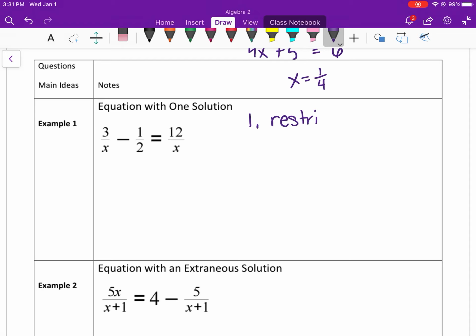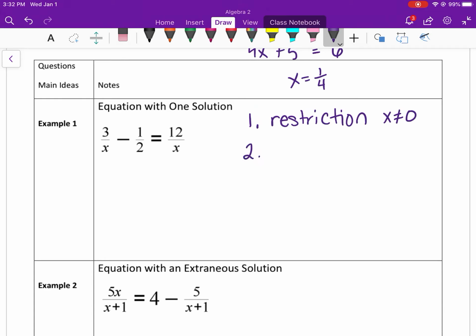Since these are rational functions, sometimes they have restrictions. And the restriction for this one is that x cannot be equal to 0. That's because in the original equation you have 3 divided by x and 12 divided by x, and you cannot divide by 0. It is undefined. So our one restriction is x cannot equal 0. So in our domain, it could be all real numbers, but not 0.